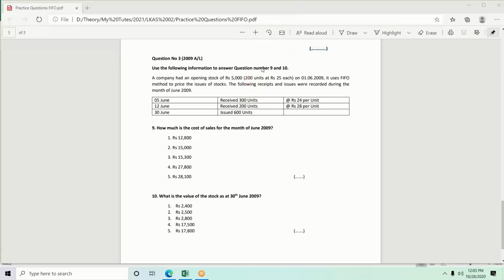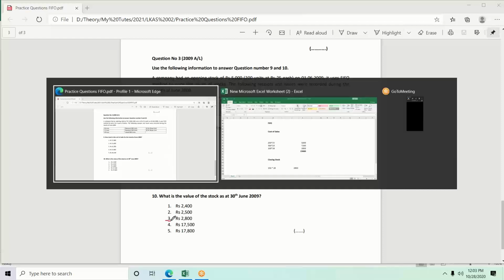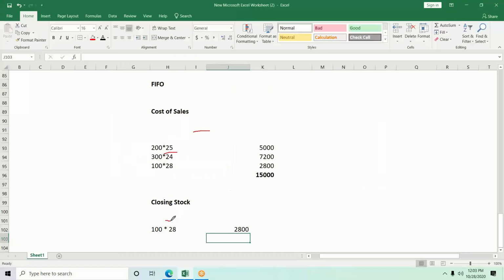Is that clear? Right. What were the answers here? This is a 2009 O/L paper. For the first question, the cost of sales has to be 15,000, and the closing stock has to be rupees 2,800. This is the working, right? Okay, we can stop with this.